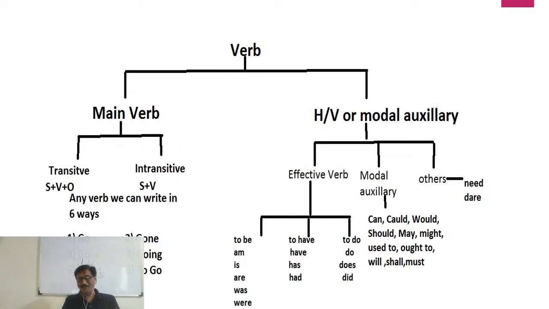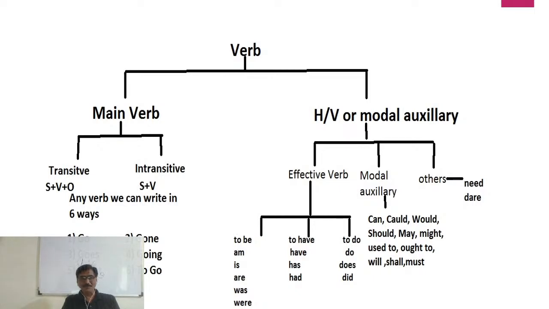What is their speciality? Neither are they helping somebody, nor are they taking somebody's help. That means they are not helping the main verb, and at the same time they are not taking anybody's help. They are standing on their own legs. For example, I need a pen. The need acts as a main verb. It doesn't require anybody's help. So there also the same thing is there.